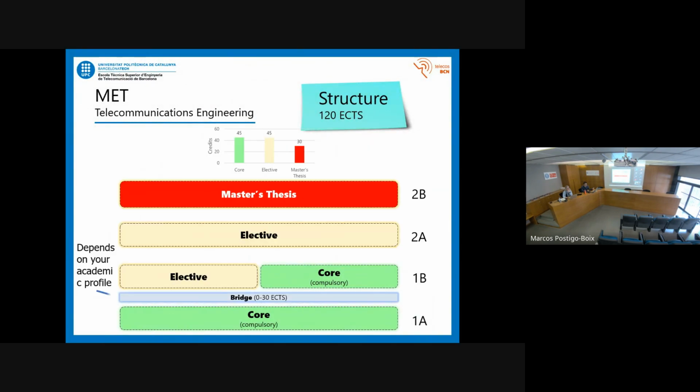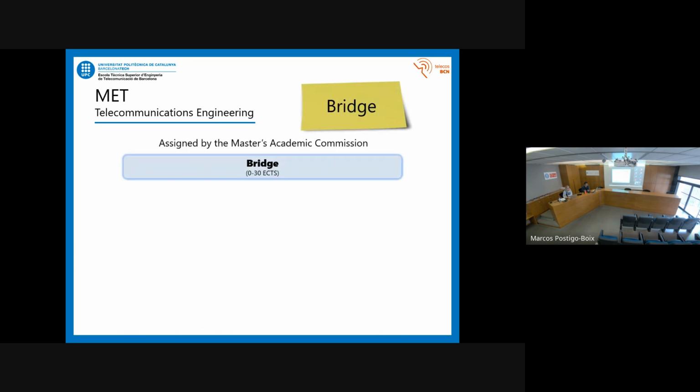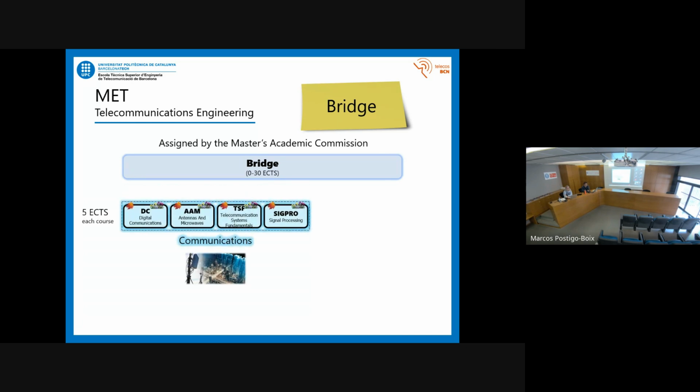The structure is those 120 ECTS, and here you have to take into account that there is also this bridge that you see here, that can be from 0 to 30 ECTS. What does this mean? This means that depending on your academic profile, you maybe need to follow a bridge. What is the bridge? The bridge is simply some subjects that are going to give you the rest of the knowledge that you need for being qualified as a telecommunications engineer.